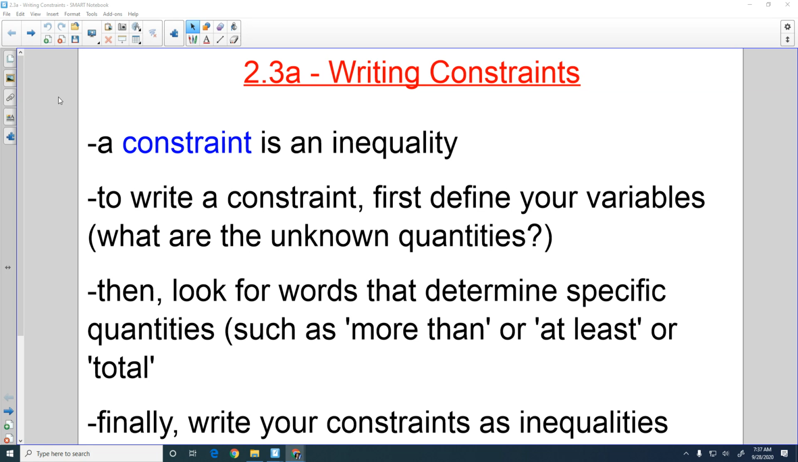And so today's focus is going to be on writing these constraints. And a constraint is essentially what it looks like to you as an inequality. The word constraint typically means something that restricts you. Like handcuffs are a type of constraint, right? Because it restricts your movement. So a constraint is an inequality.